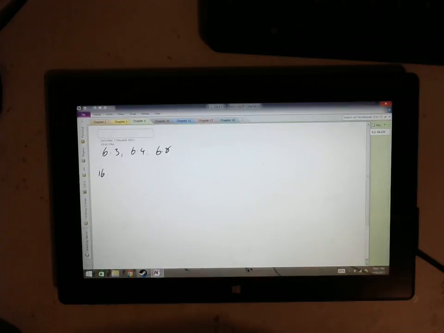The first question reads, the average radius of the orbit of Uranus is 2.87, blah blah blah. Use the average value for r cubed over t squared from table 6.3 to calculate the period of Uranus in seconds and in years. Alright, so let's go up to table 6.3. So we want an average value here.